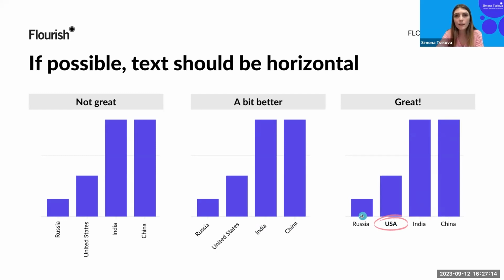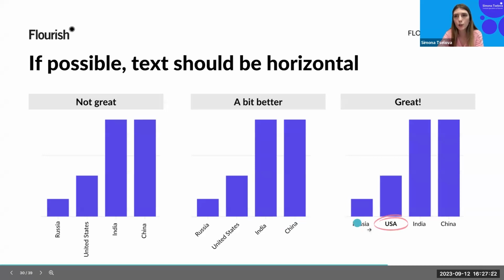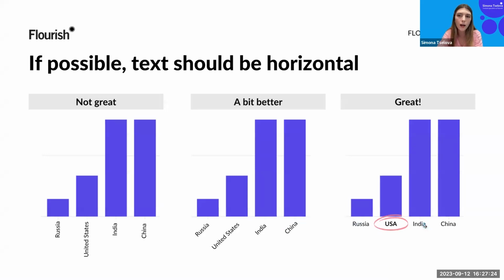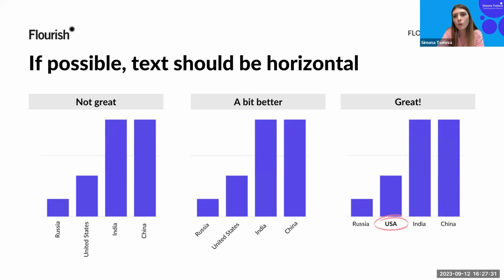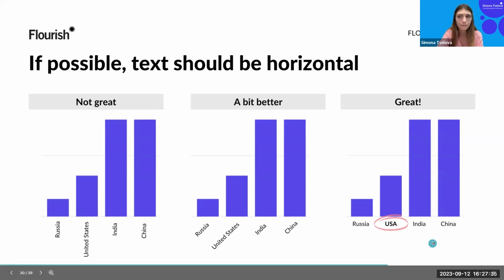As you can see here, if we left all these labels the same length as here, the United States would probably be hidden to ensure that Russia and India are possible to read. However, in many cases, the best and easiest option is to literally shorten your labels. And this is exactly what we've done here.